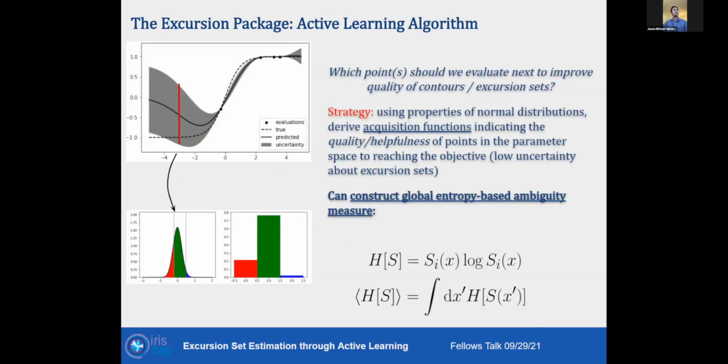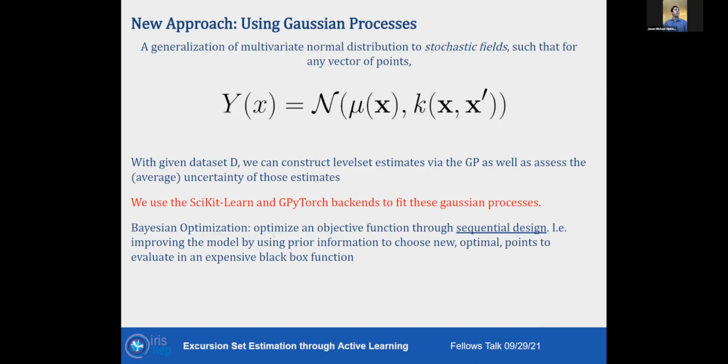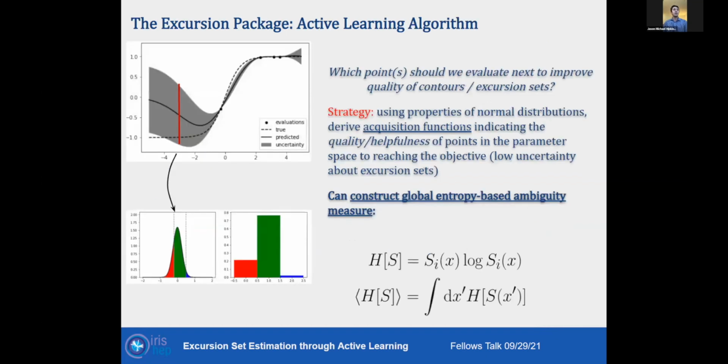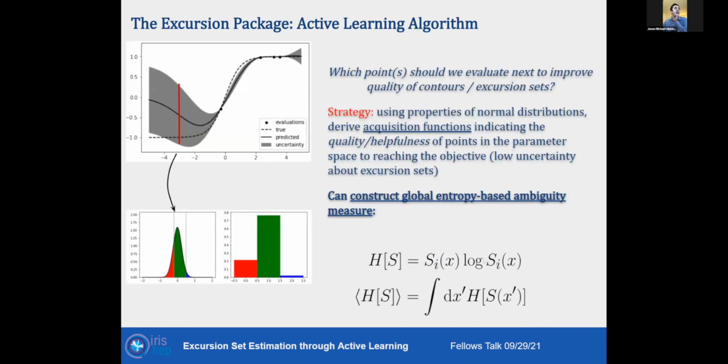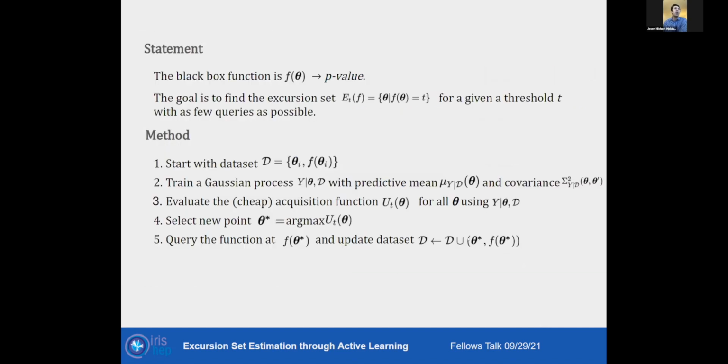And by using Bayesian optimization, we can design an objective function and ask the acquisition function, essentially, what's the next best point we want to choose? And how are those points going to improve our model? We can solve this integral for our entropy-based ambiguity measure, or reduction in entropy, in a couple of ways. We can also add terms to it to solve it in other ways, and we can create different kinds of acquisition functions to explore our parameter space and essentially train our Gaussian process to reach the best estimate of what our excursion set might be.